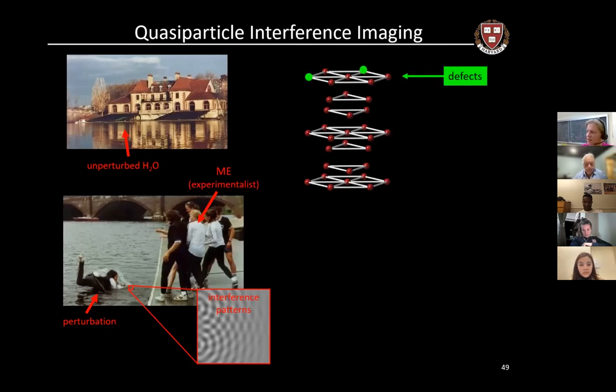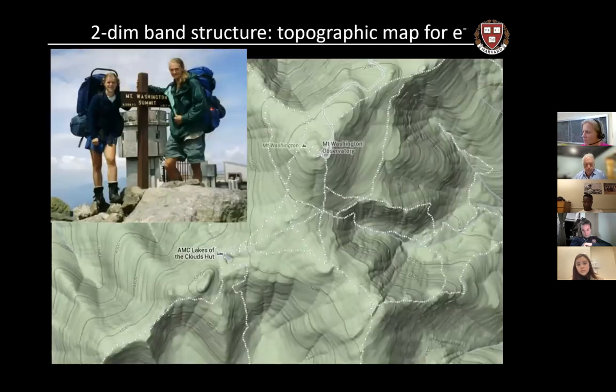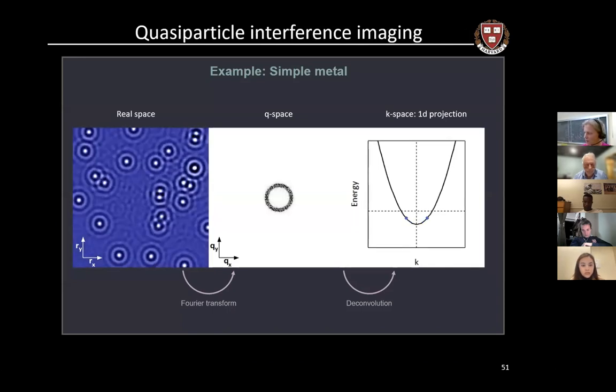So we do the same thing in our material. We put in defects, and each defect scatters electron waves. And by measuring the wavelength versus the energy of these electron waves, that's how we get the band structure of the material. So because I'm out of time, I'm just going to skip straight through.